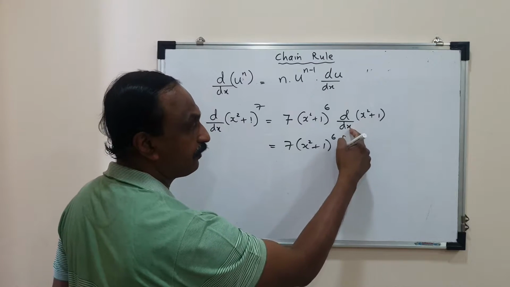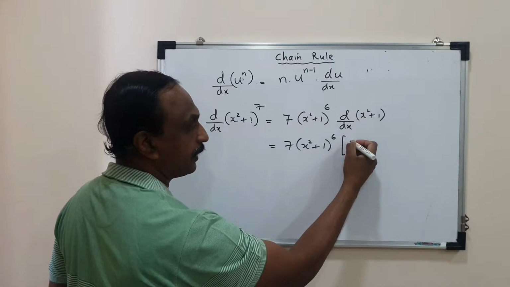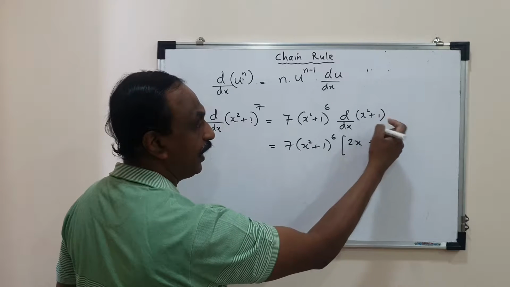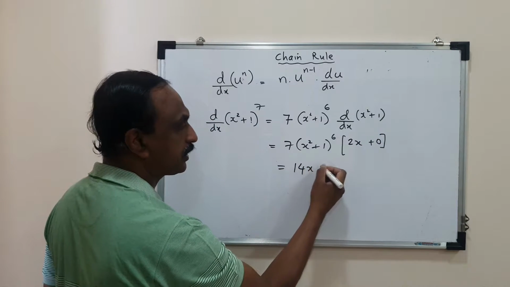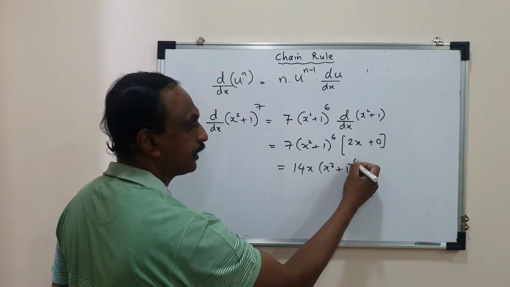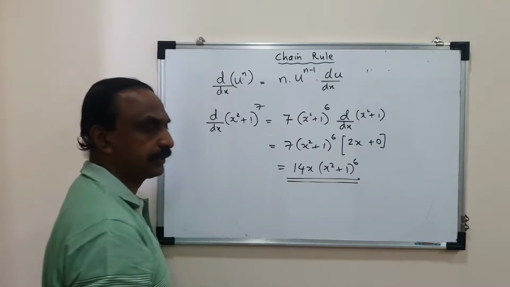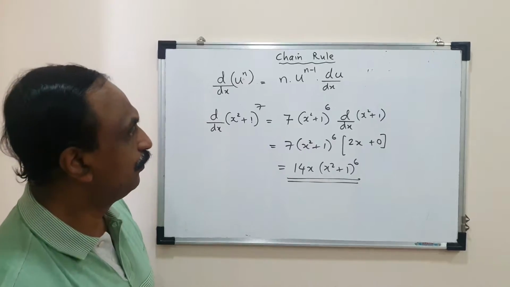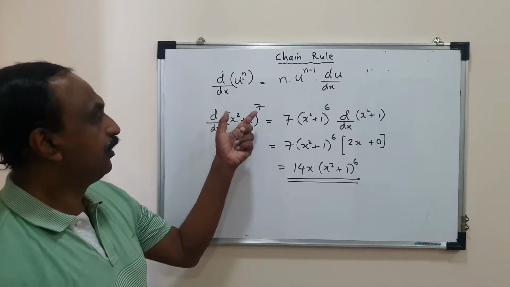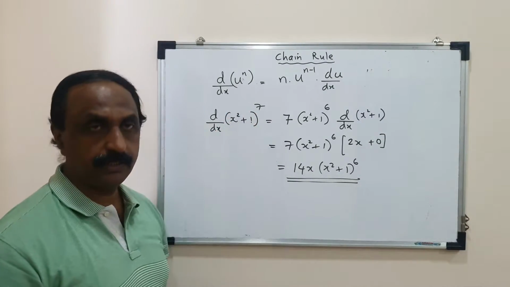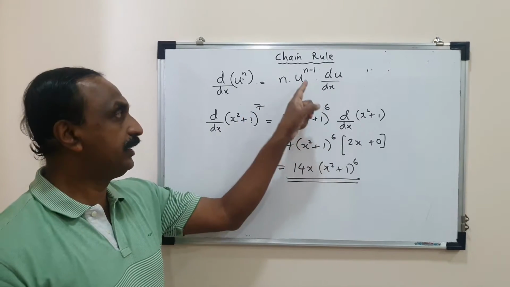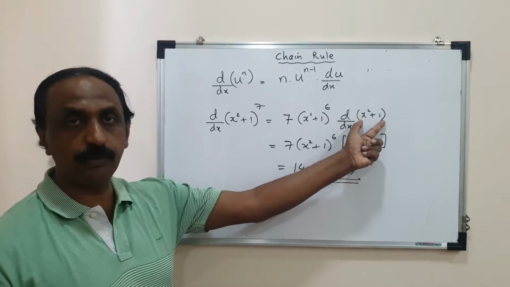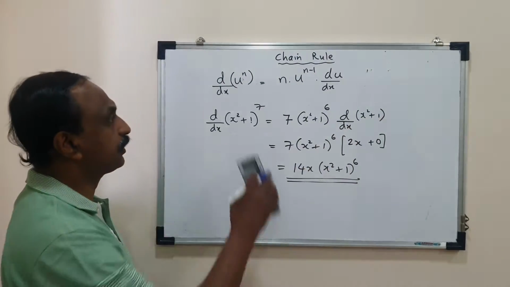Now the derivative of x squared with respect to x, both are the same, so 2x. The derivative of 1 is 0. So it can be written as 14x into x squared plus 1 raised to 6. This would be my answer. So let's look at it once again. Whenever a function has a power, start from the power, reduce the power by 1 as usual, into the derivative of the base. So let's have a look at another question.